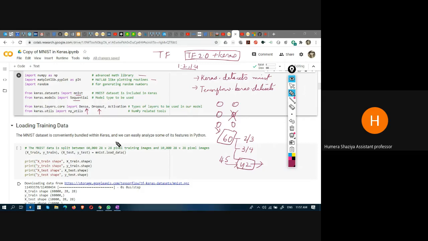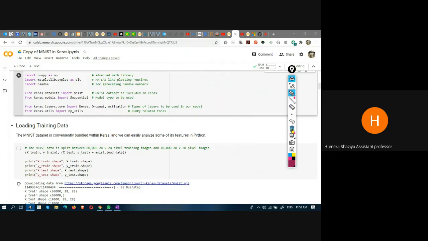Okay, so you have dropout, and then activation. As I told you, you have ReLU, sigmoid, and softmax. So these activation functions you are importing, and also you are importing the utils module, and from the utils module you are importing the np_utils function, and we'll look at what is the use of it.